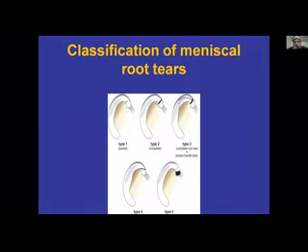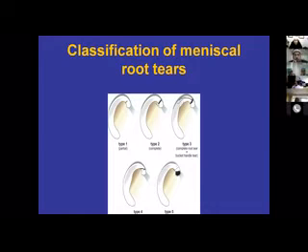Roots, as Amir Saab was just touching upon, root tears. So I have a separate presentation on root and ramps, but just for the sake of classification, the classification of meniscal roots, type 1 is partial, 2 is complete, 3 is with a bucket handle tear, 4 and 5 is with a bony avulsion.